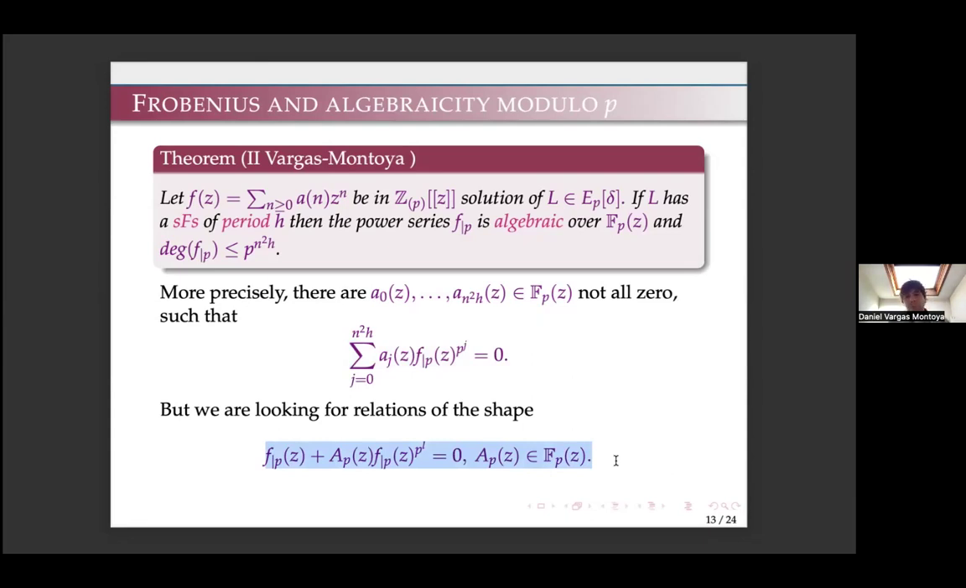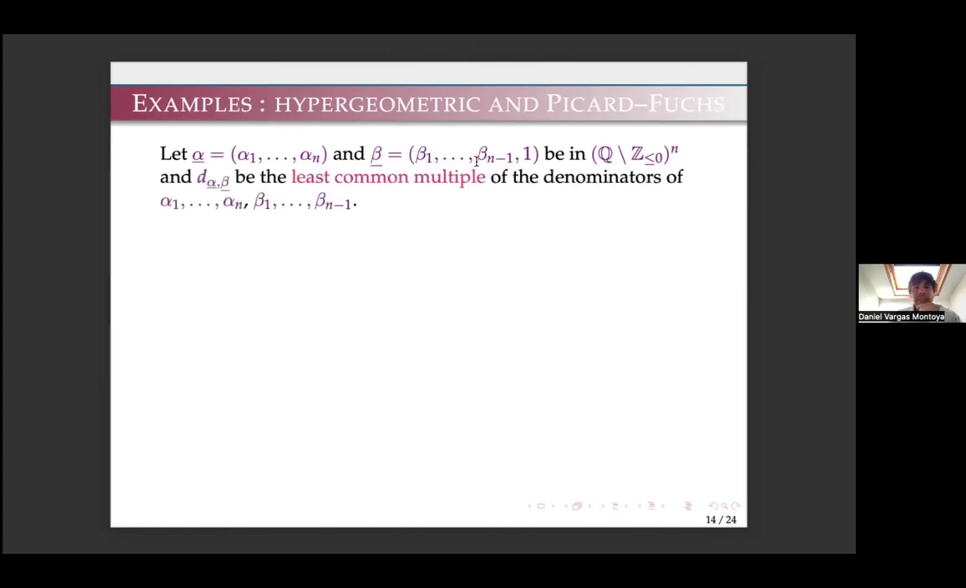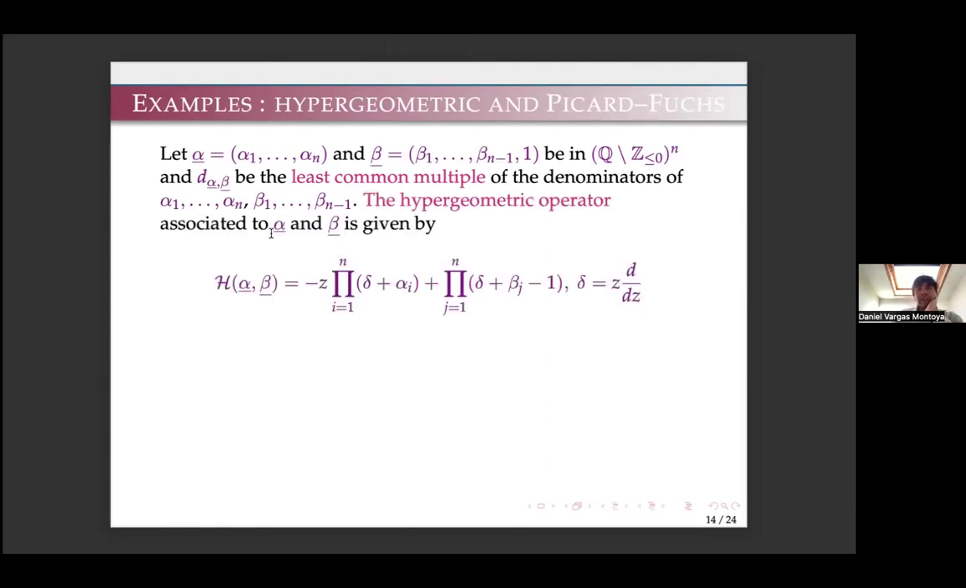having a strong Frobenius structure for almost all prime numbers p. These examples are mainly the hypergeometric operators and Picard-Fuchs. So we take again two vectors alpha and beta with coefficients in Q which are not non-negative integers, and we set d alpha beta the least common multiple of the denominators of alpha i and beta j. Okay, so the hypergeometric operator associated to alpha and beta is given by this expression, which is the definition.